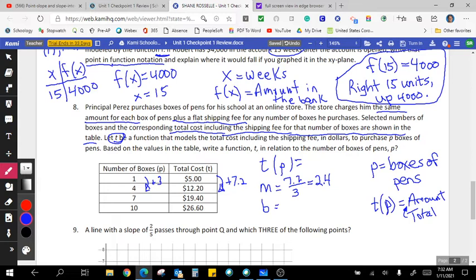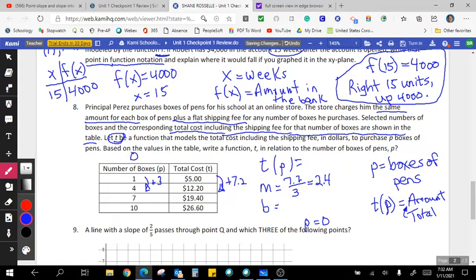So the change means that for each box the cost is $2.40. For each box the cost is $2.40. Well, remember, to find your y-intercept, or your starting point, you have to go to where x equals 0. In this case, our x is not x, it's p. So we'll say p equals 0. Well, p is 1 right here, so I just skip back 1 time.